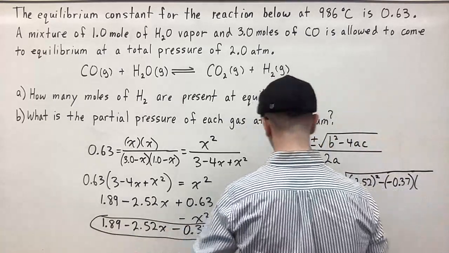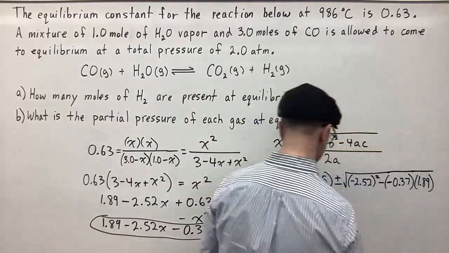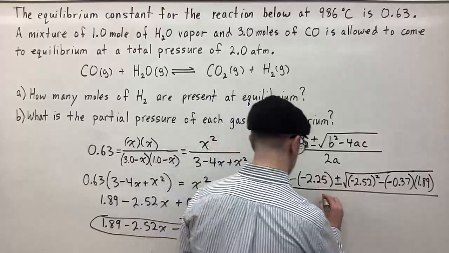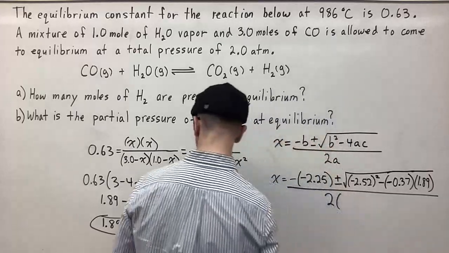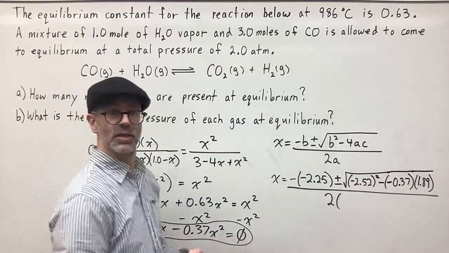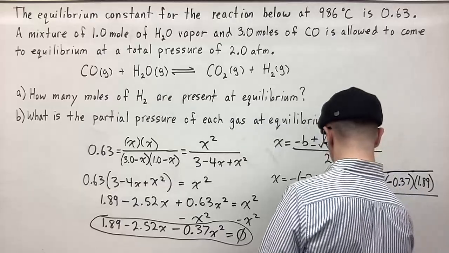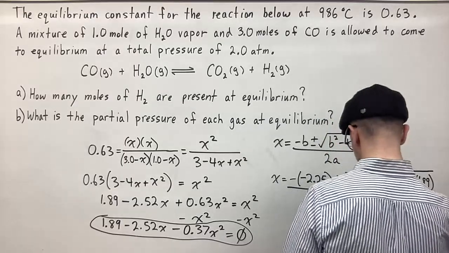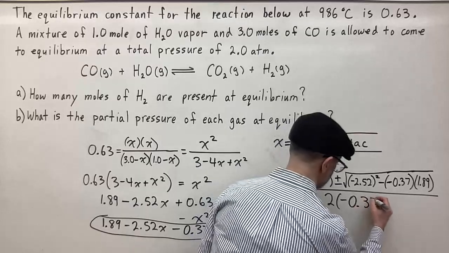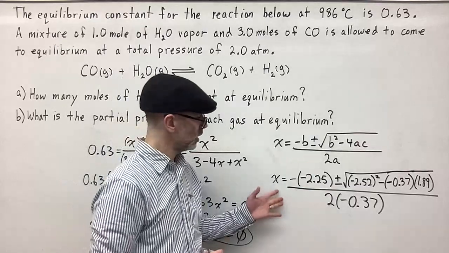So 1.89. And then we're going to divide all of this by 2a. So 2 times a. And again, a is negative 0.37. So we're going to put that here, negative 0.37. And so now we have everything plugged in.